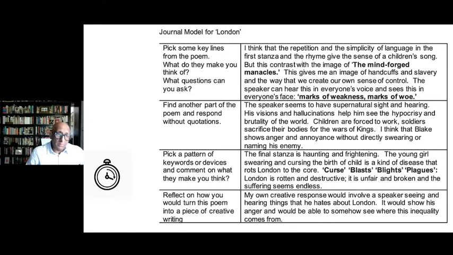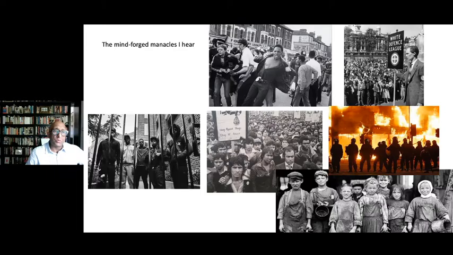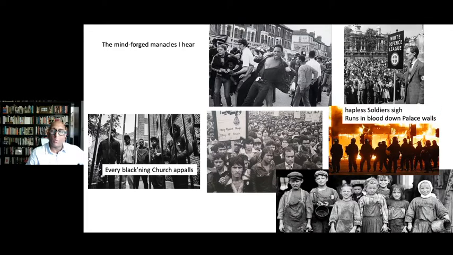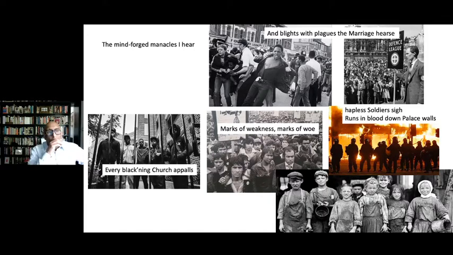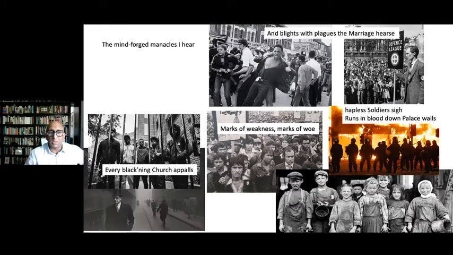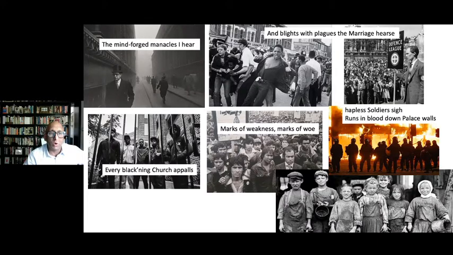Now that you've done that, let's move to thinking about what this poem is to today. Where do we hear these mind-forged manacles? Where do we see marks of weakness, marks of woe? Soldiers, blood, poverty, the youthful harlot's curse. Where do we see these things? This is worth thinking about. What do these things mean today?